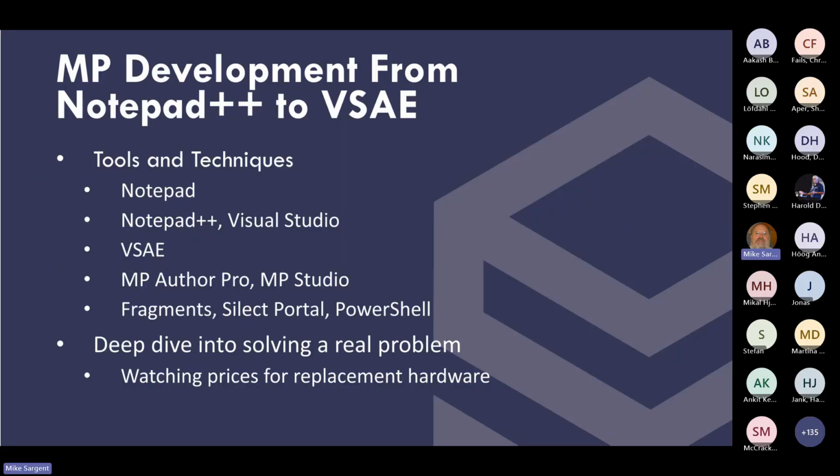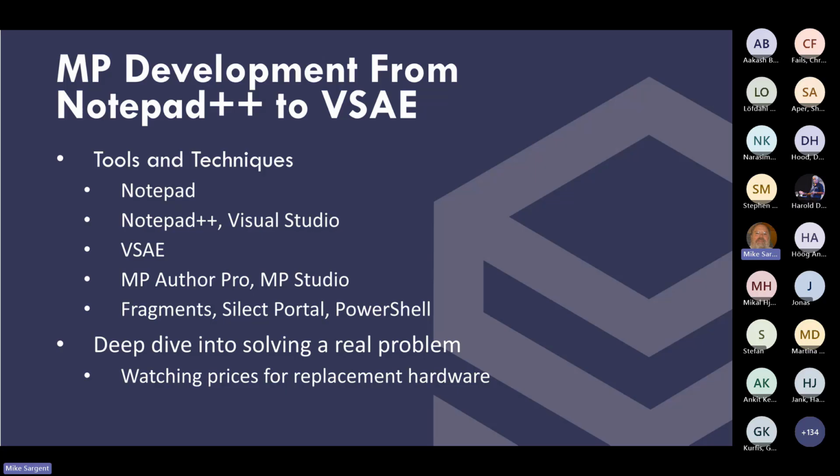So Harold said we're talking about MP development from Notepad++ to VSAE. So we'll talk about some of the various tools and techniques that we can use. Now, you can start from Notepad. You can go with XML editors like Notepad++ or Visual Studio. You can use the Visual Studio authoring extensions, which provides another higher level of authoring there. Of course, Silect would like you to buy MP Author or MP Author Pro or MP Studio. And that's what I'll be doing with most of my demo. I hope no one's too surprised at that.